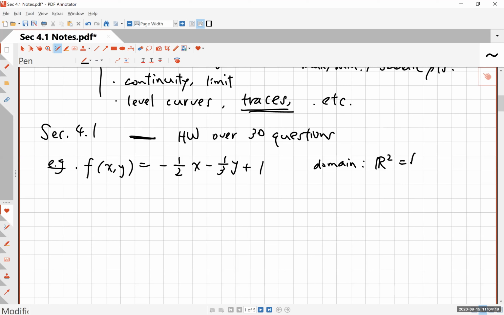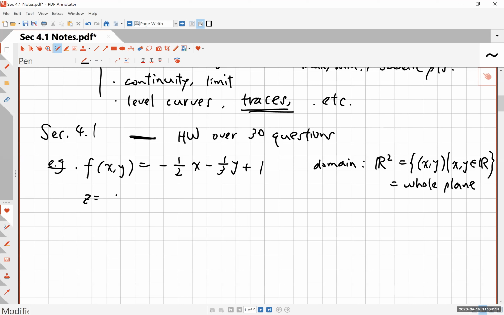Or you could say this is the set of all (x, y), where x and y belong to the set of real numbers. In other words, it's a set of ordered pairs. You can also call this the whole plane, because that's exactly what the set of all ordered pairs (x, y) is. And that's because there is no restriction. You can put any x and any y in here and you can evaluate the function.